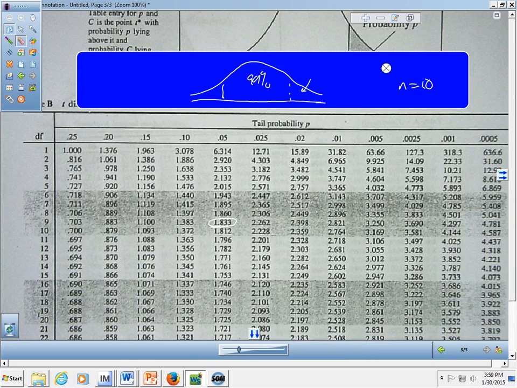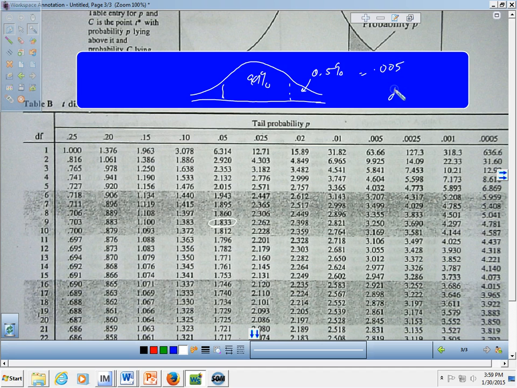Which means that we want 1% out in our tails, which means here we've got 0.5%, which means we're looking for 0.005. And this is at a degrees of freedom of theoretically 75 minus 1, which is 74. Okay? All right. Well, let's go take a look at our table.